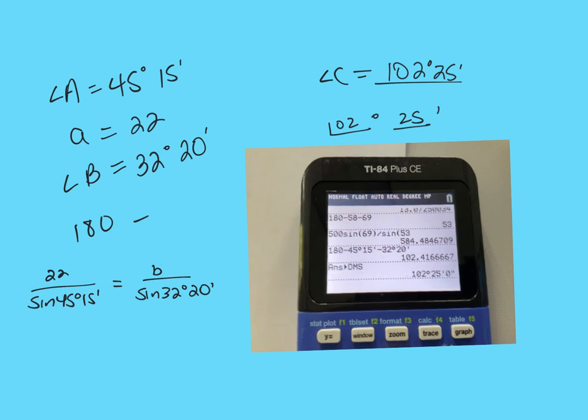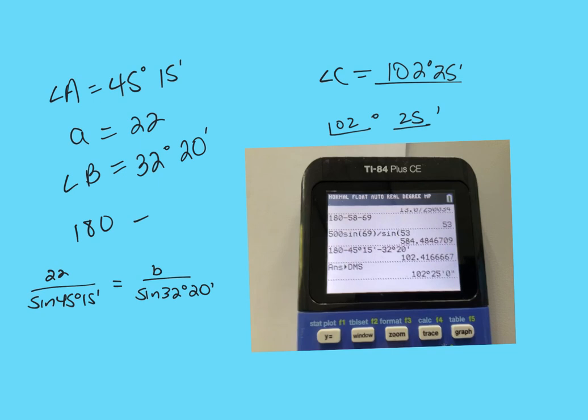You're going to get something in degree minute second notation. I actually think it happened twice between all the triangles. It could be in your word problem. It could be in your area. But you're definitely going to get at least one that has degree minute second notation.